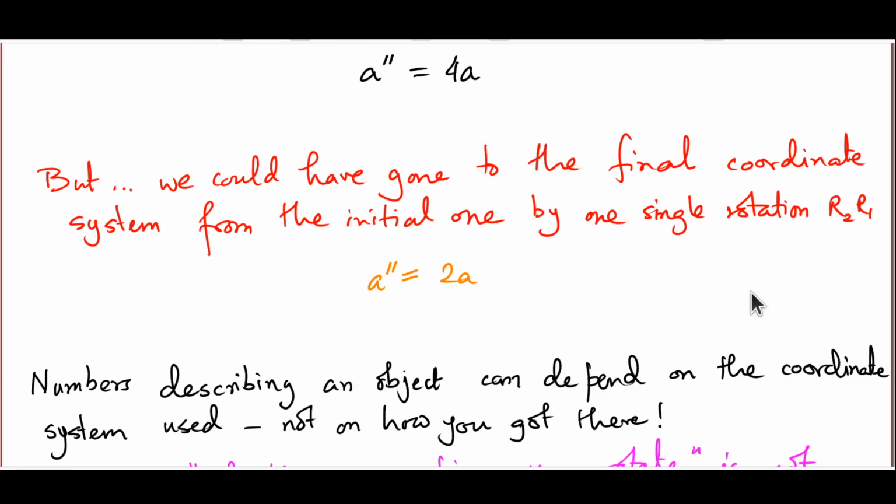Now, the numbers describing an object can depend on the coordinate system. We know of plenty of examples of things that do. Vector components, for example. However, they depend on the coordinate system and on the object, but not on how you got to that coordinate system. In other words, the history of how you arrived at this coordinate system starting from some initial coordinate system, that should not affect your final answer.